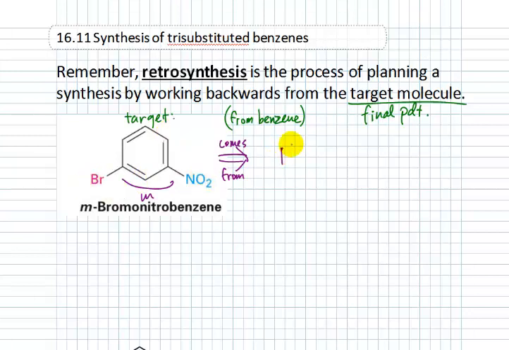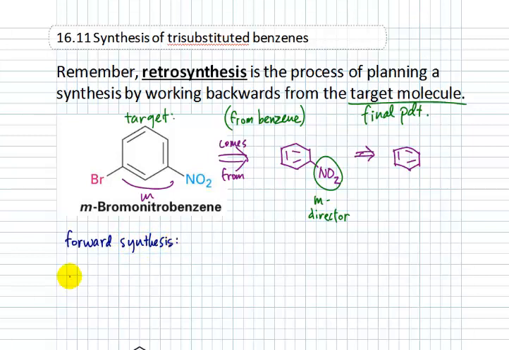This molecule has to come from nitrobenzene, because nitro group is a meta director. If my last step is brominating, the bromine will be added meta to that nitro group. Okay, so then of course nitrobenzene can come from regular old benzene by just a nitration reaction. So that's our retrosynthesis. You'll probably also be asked to write a forward synthesis.